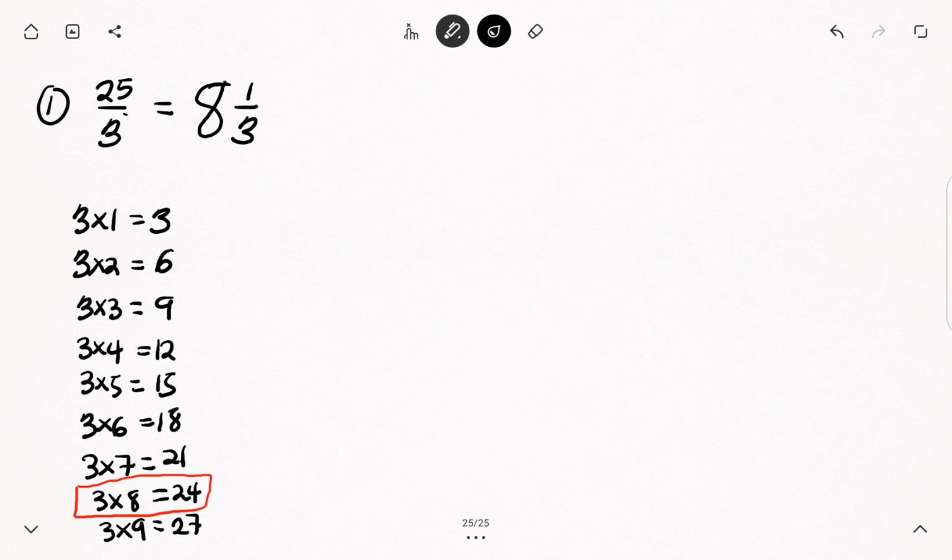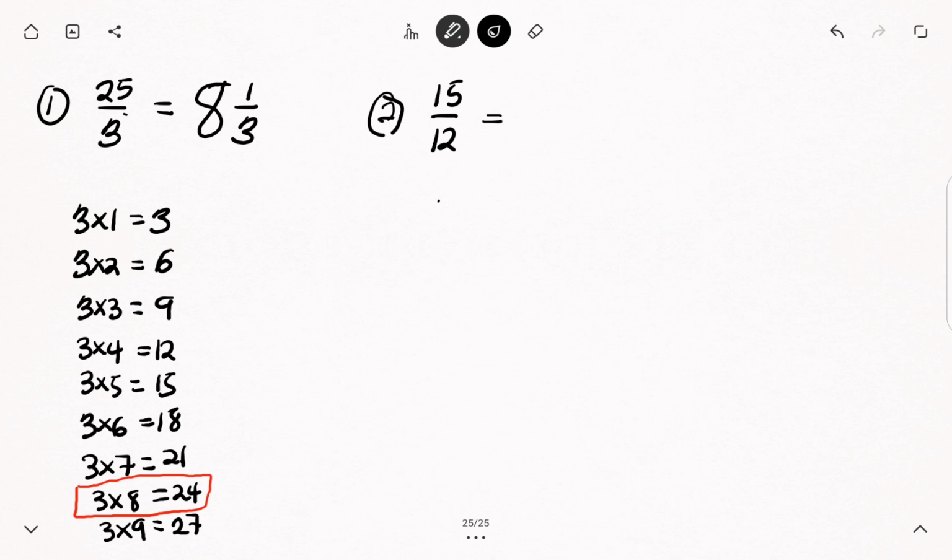Now, like I said, this conversion relies a lot on your multiplication table, so you need to know your multiplication table really well. All right, so let's have a look at the second example. So we have 15/12. Okay, so let me get rid of this. Okay, so 15/12.